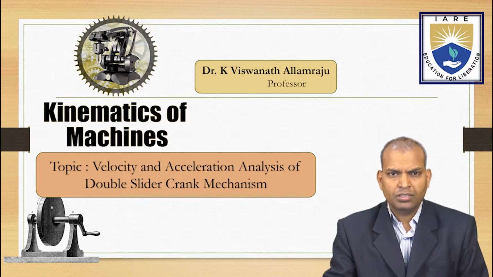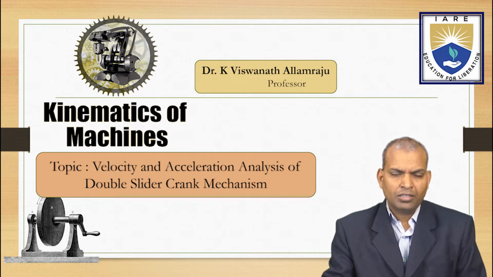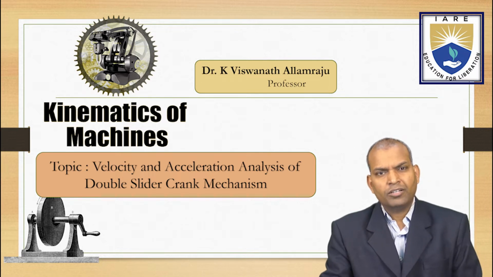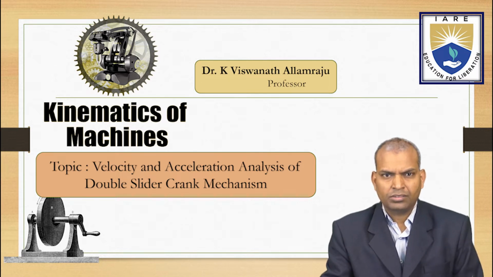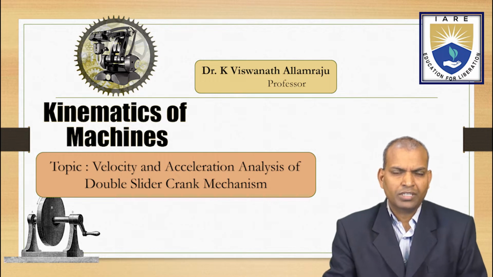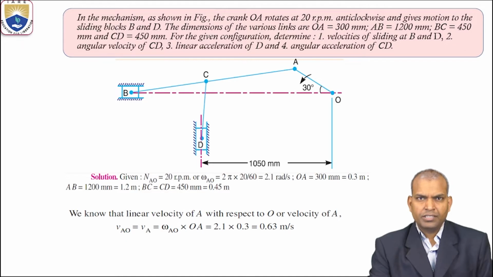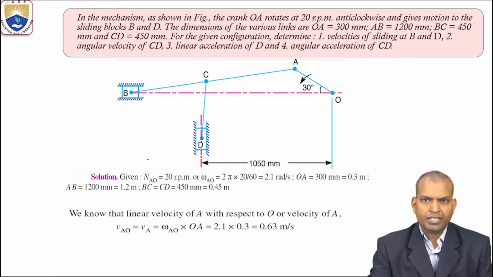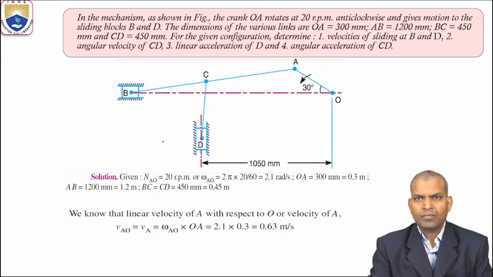In this session, we are taking the case of the double-slider crank chain mechanism, and how to do velocity and acceleration analysis, and in parallel how to find the velocity and acceleration of various links of a given mechanism. So this is the problem I considered here.